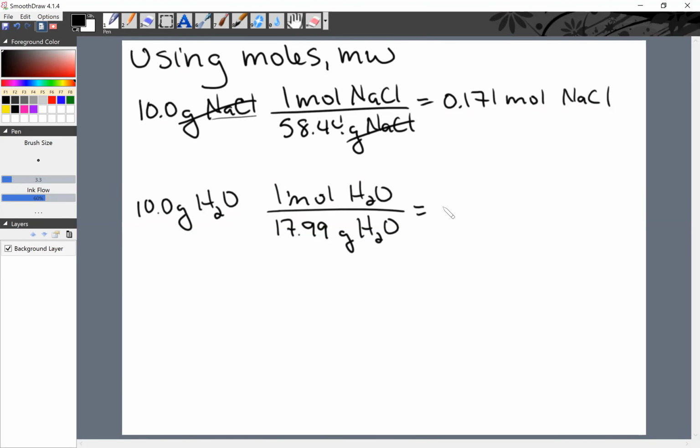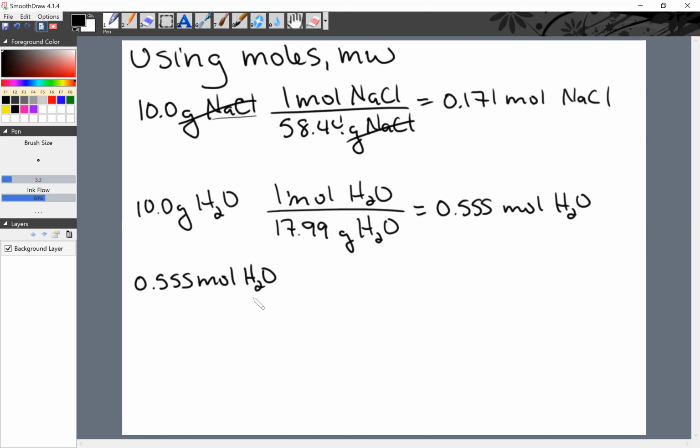is equal to 0.555. All right, so that's how you would get out of a mass and into a mole. Now, what if we don't want to stop at moles? What if we want to get smaller? If I have 0.555 moles of water, can you tell me how many atoms?